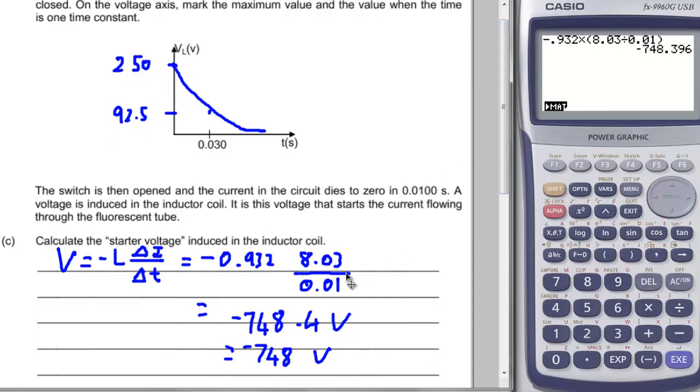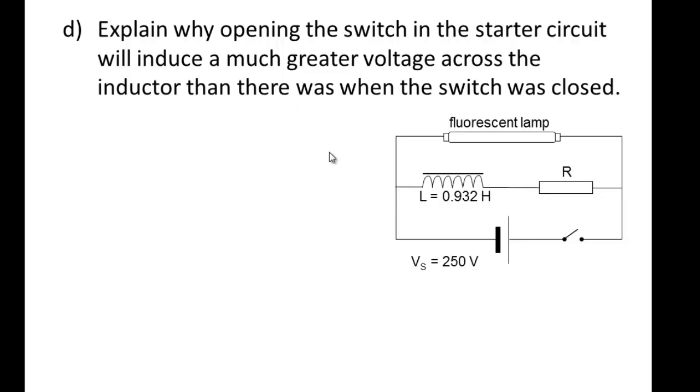3 significant figures. Done. Question 2D. Explain why opening the switch in the starter circuit will induce a much greater voltage across the inductor than there was when the switch was closed.